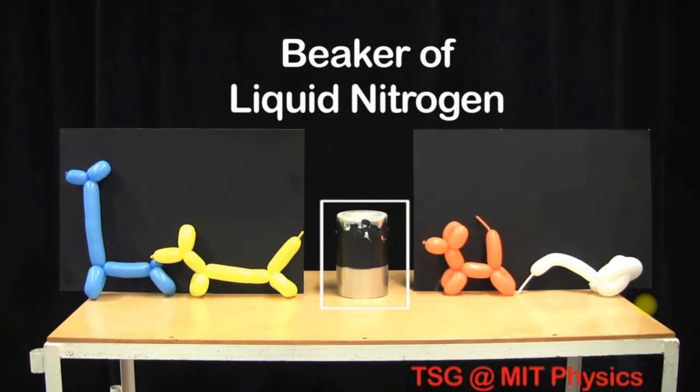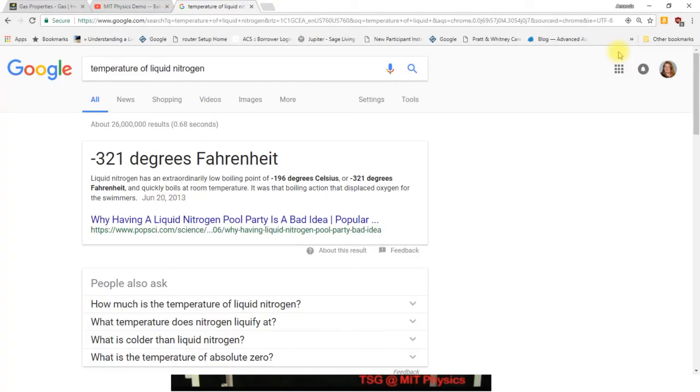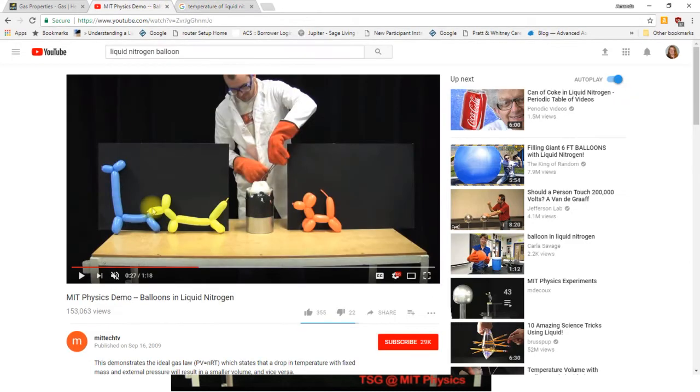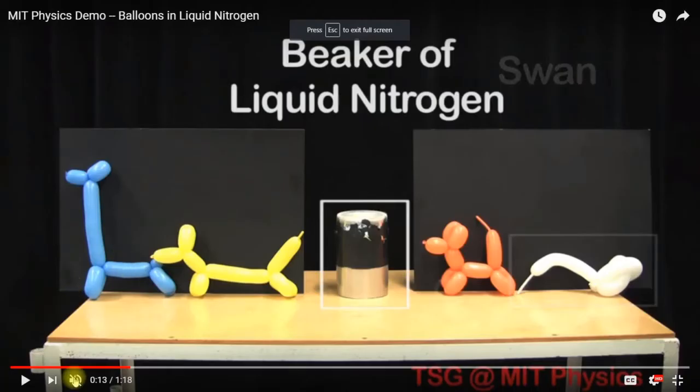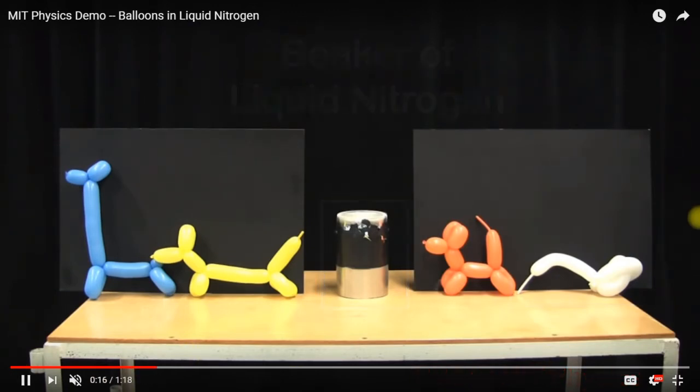Liquid nitrogen is extremely cold. So to give you an indication, liquid nitrogen freezes at negative 321 degrees Fahrenheit, which is about negative 200 Celsius. So it's really, really, really cold. All right, and so that's what we're looking at here. So he's got this beaker of liquid nitrogen and some balloon animals. I'm really grateful they labeled them for us because this looks like a snake, not a swan, but okay.